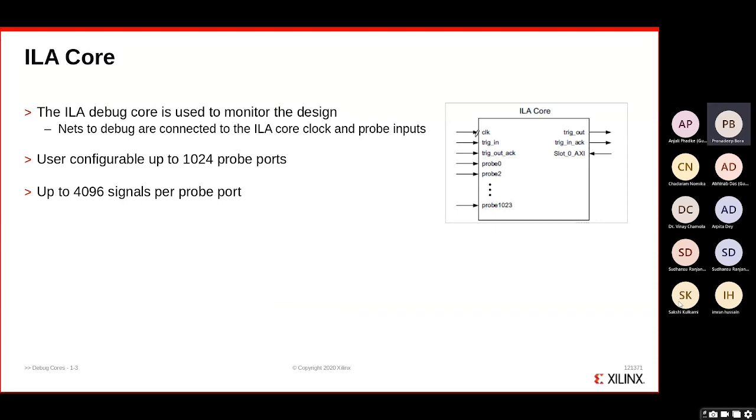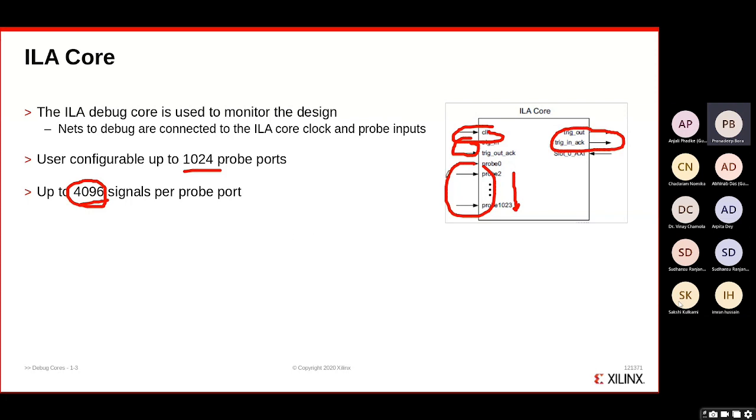We know we have trigger ports and probe ports, and there is a clock. Trigger in and trigger out acknowledgements are there so that we can trigger the situation. Trigger means we can capture the data at a particular point. How many probes can I have at maximum? You can see I can have 1024 probes, and each probe can have 4096 signals. That is the amount of connections I can make in one ILA core, in one clock domain, right?